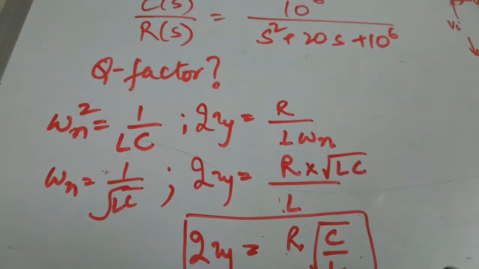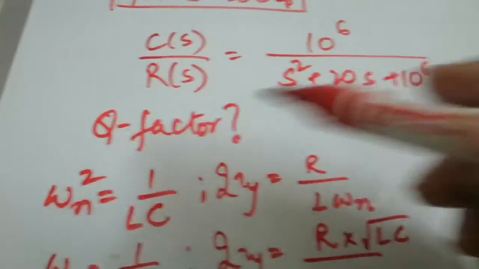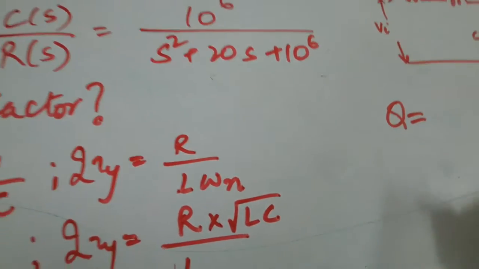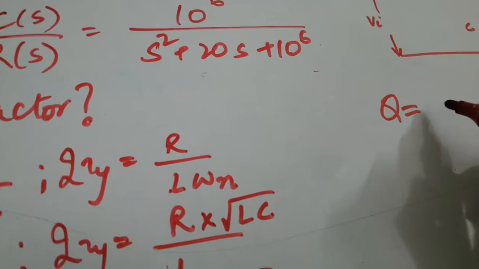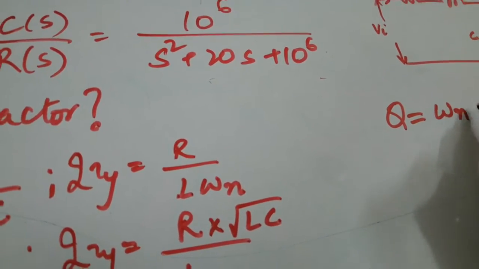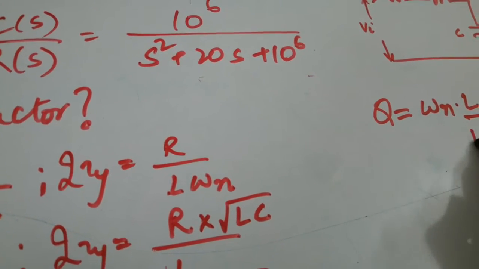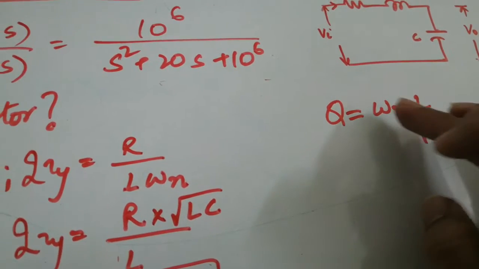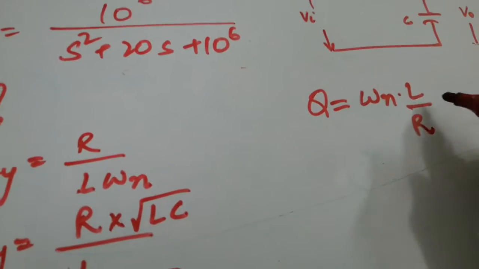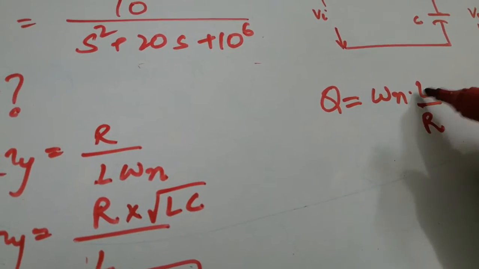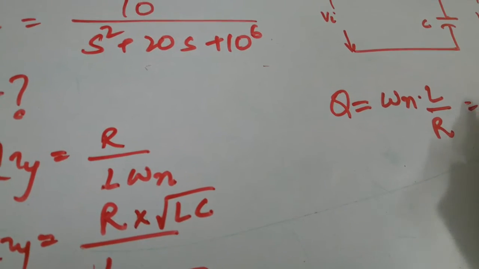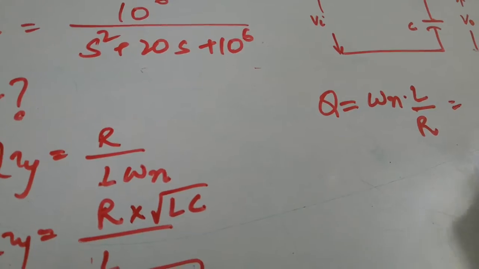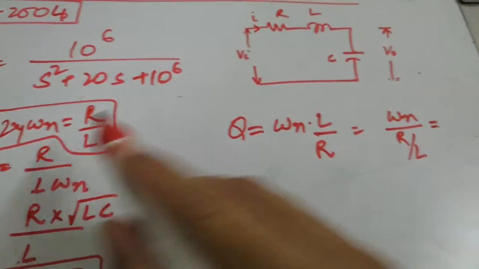Now I have to calculate the Q factor. We all should know the value of the Q factor for an RLC circuit. It is given as omega n into L upon R. Basically it is omega L upon R, where this omega is actually the natural frequency. So now I am going to take this L beneath, so this becomes omega n upon R by L.